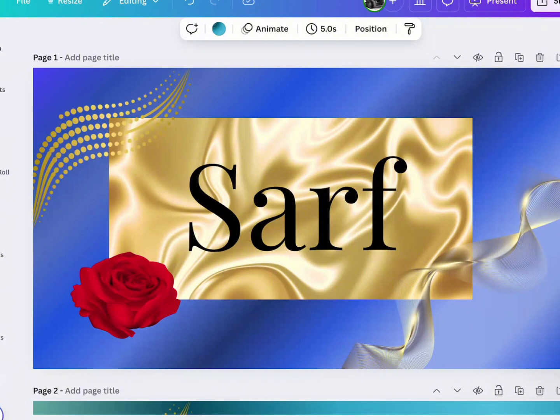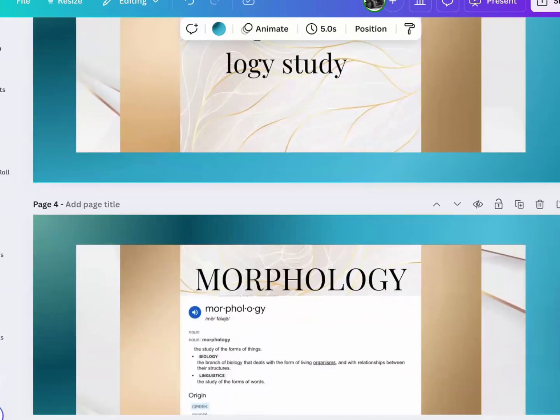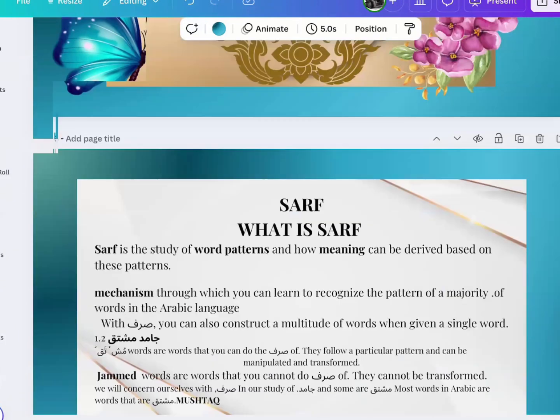Otherwise, we have covered pretty much everything in the basics. Inshallah, we'll start with the families in the next revision session.